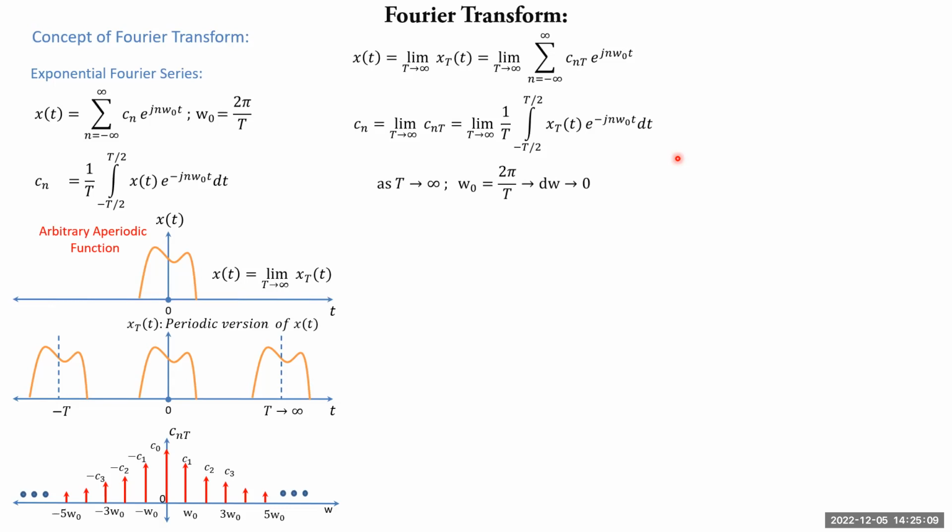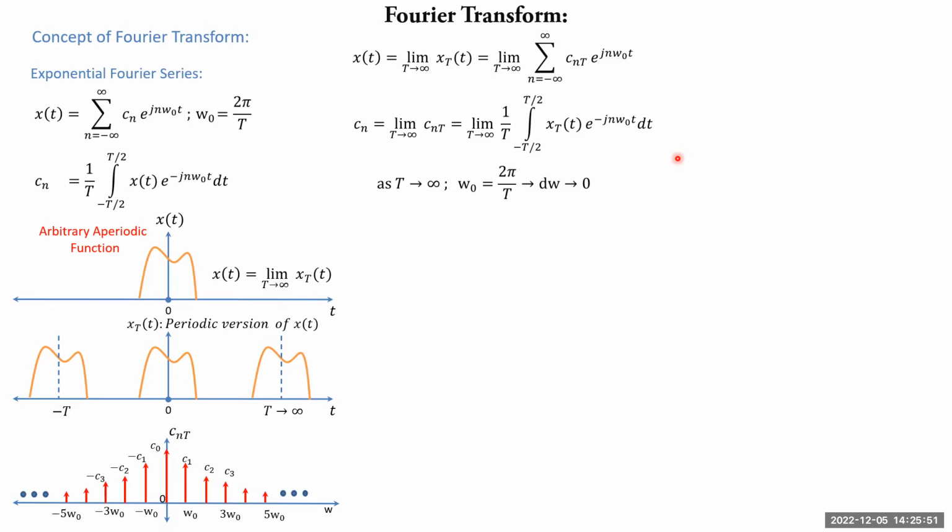Now here, as T tends to infinity, what is the impact on the spectrum of the signal? The fundamental frequency omega naught is equal to 2 pi by T. So as T tends to infinity, the fundamental frequency will start decreasing and it will approach 0. Actually, approaching 0 is not equal to 0 and hence it is indicated by a very small value d omega. Before we get into the mathematical application of this limit, we'll see the physical interpretation from the graph.